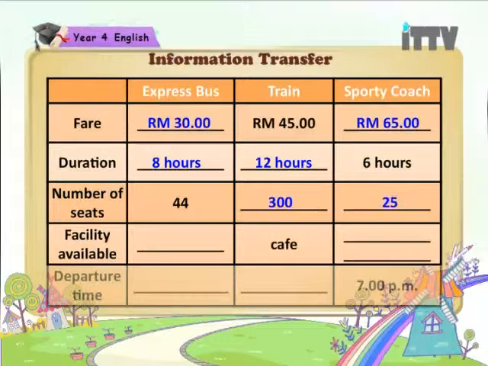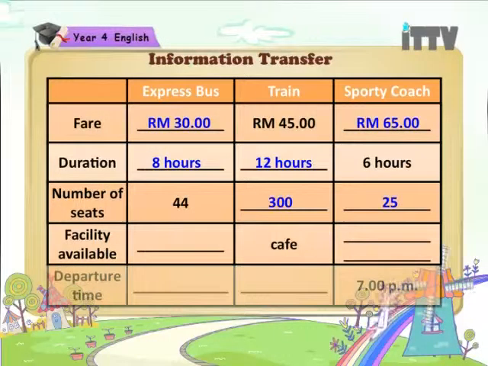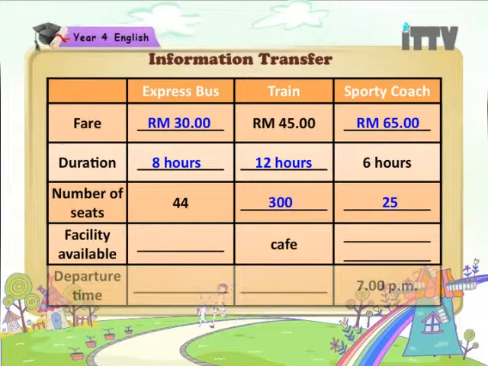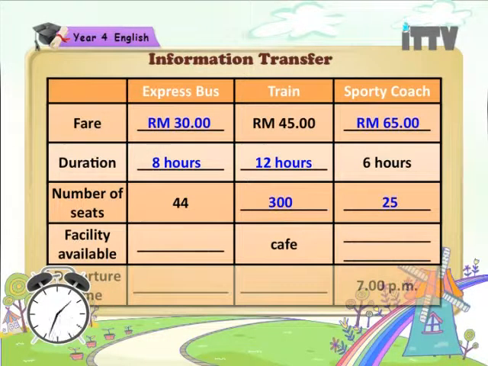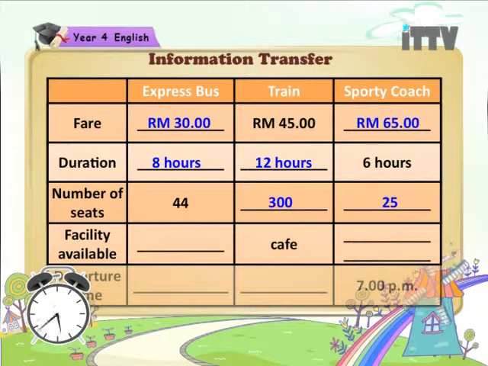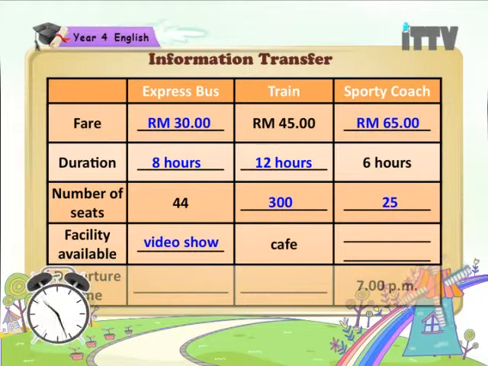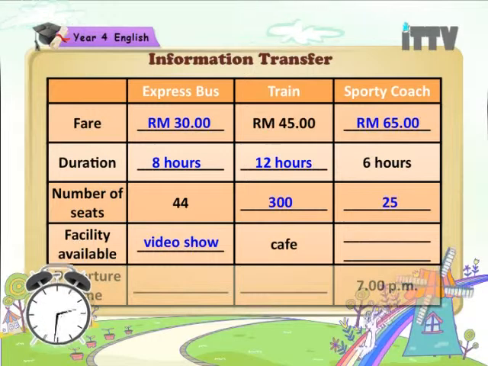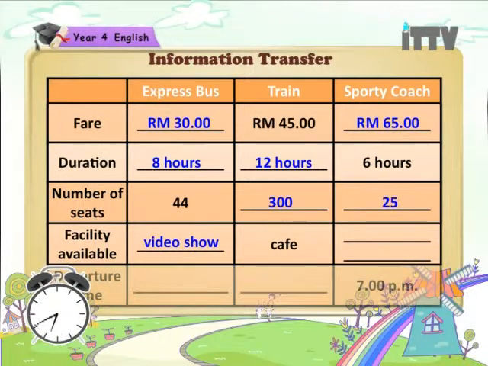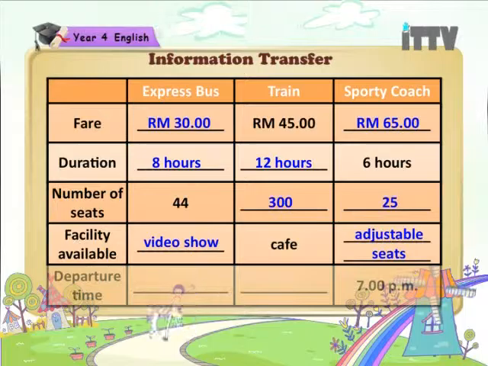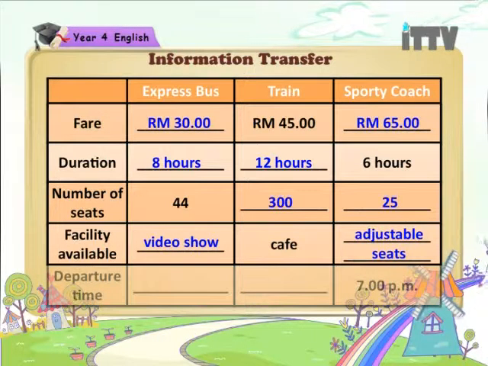Now the facility available. Now for the train, you have a cafe. What about the express bus? Very good. You have a video show on the express bus. And the sporty coach, what kind of facility does it have? Very good. It has adjustable seats.